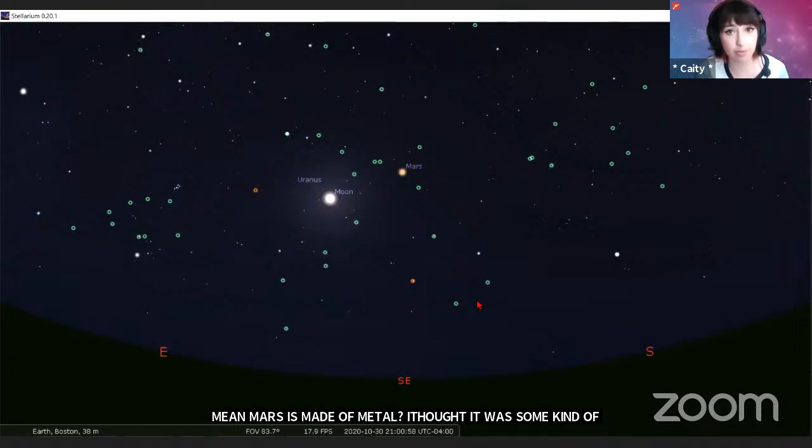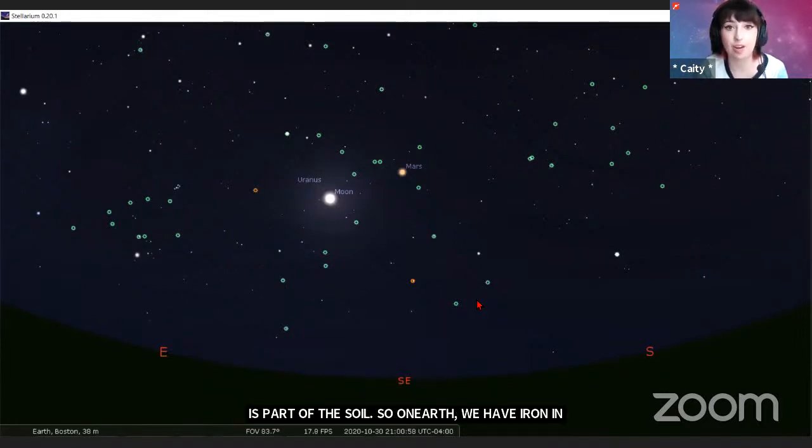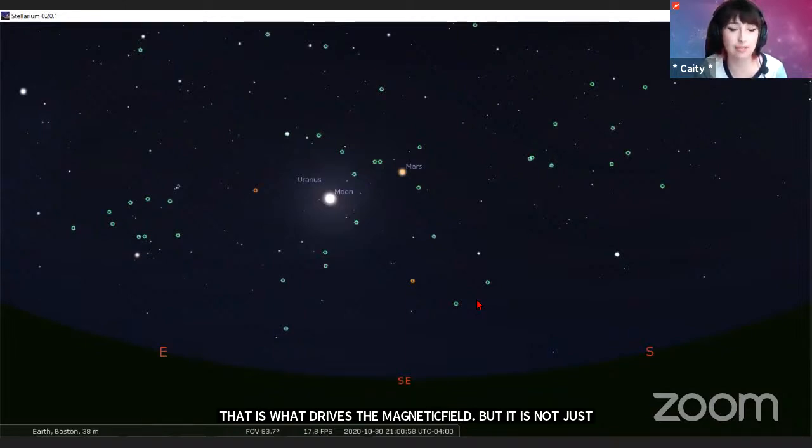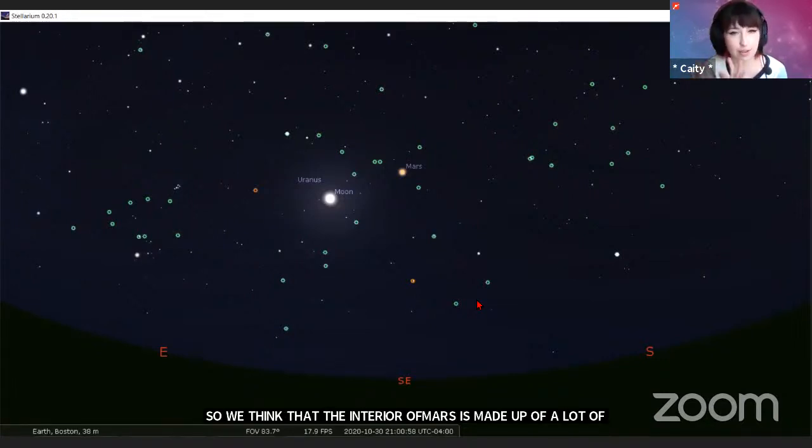So like on Earth, we have iron in the core of the Earth, particularly molten iron, and that's kind of what drives our magnetic field. But it's not just metals. There are other types of rock as well. So Mars is kind of a similar deal where its core is solid. We think that it used to have a molten iron core back when it had a really strong magnetic field, but it has since cooled. So we think that the interior of Mars is probably made up of a lot of solid iron and nickel. And then it's also made up of a lot of rock. And then there's metal in all of it, kind of scattered throughout. So it's kind of a mix between both.